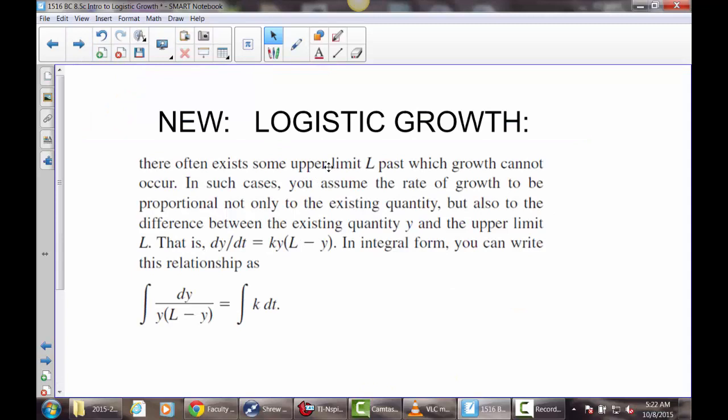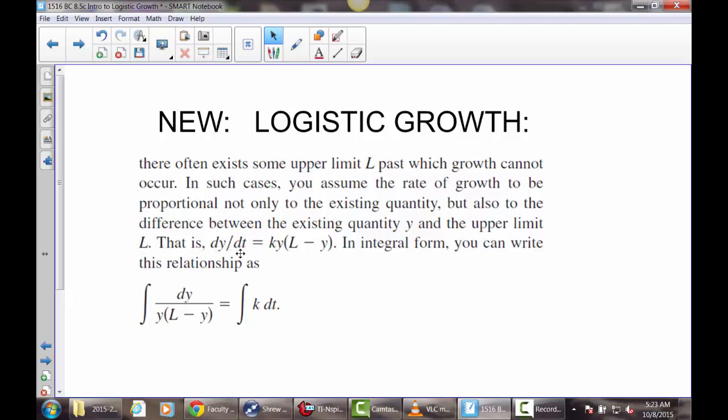Okay, so now we're looking at logistic growth, a different type of growth. Here there often exists some upper limit L past which growth cannot occur. In such cases, you assume the rate of growth to be proportional not only to the existing quantity, but also to the difference between the existing quantity y and the upper limit L.